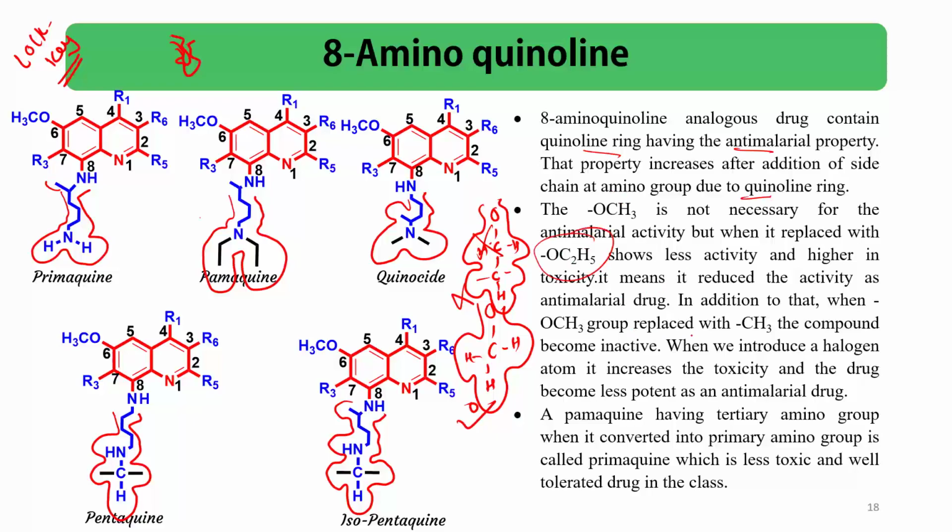When the OCH3 group is replaced with a CH3 group, the compound becomes inactive. What happened? The group was directly connected with oxygen, and when we switch to a direct methyl group, the cavity is completely collapsed here.